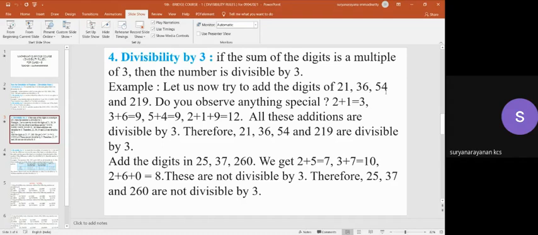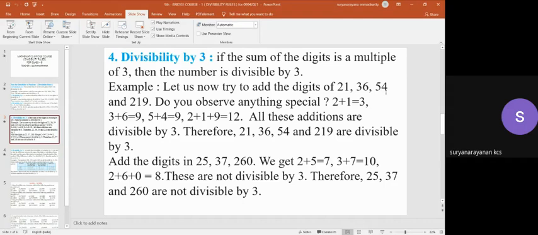Now come to this number 219. Is this number divisible by 3 or not? Yes, sir, it is divisible. How do you say? Because when you add those digits, you get 12, and 12 is in the 3 table. That is why 219 is divisible by 3. Divisible means if you divide 219 by 3, we get a remainder 0.